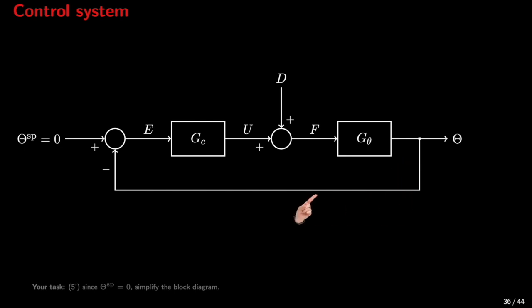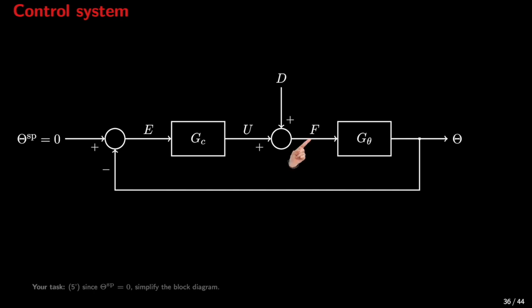Suppose we measure theta and we compare it with the set point theta SP. This is always equal to 0 as we want the rod to remain upright. This defines the control error E, which in this case is just minus theta. The control error is fed to a controller with transfer function GC, and the controller outputs the control action U.